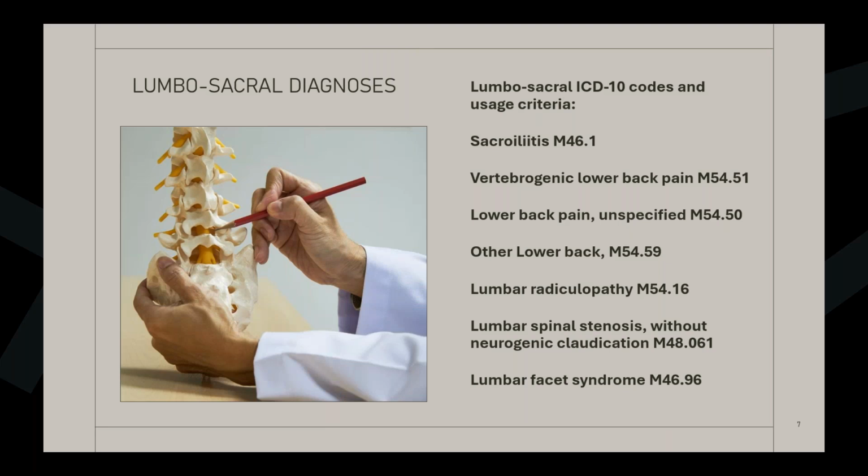So Schmorl's nodes would be a good example of a vertebrogenic low back pain, but you're not going to be able to pick Schmorl's nodes up until you have an MRI. And so you have to be clear and specific of which low back pain diagnosis that you're using.